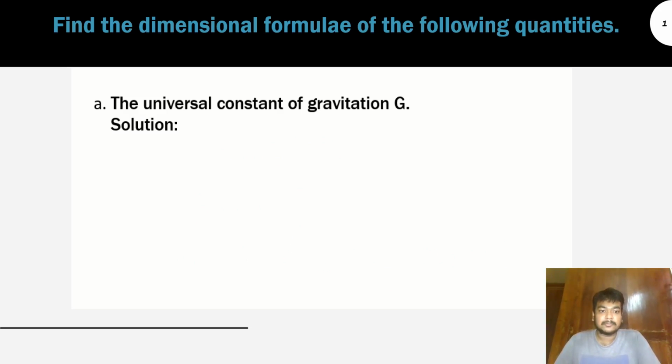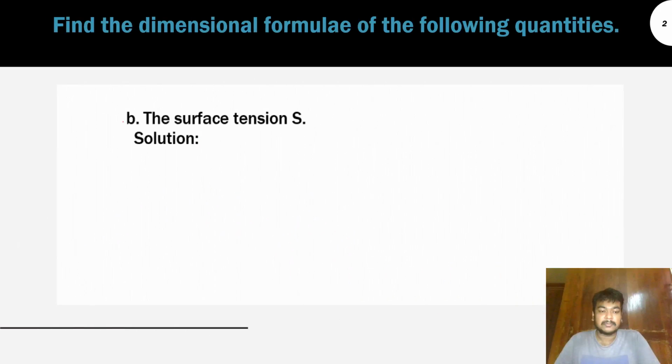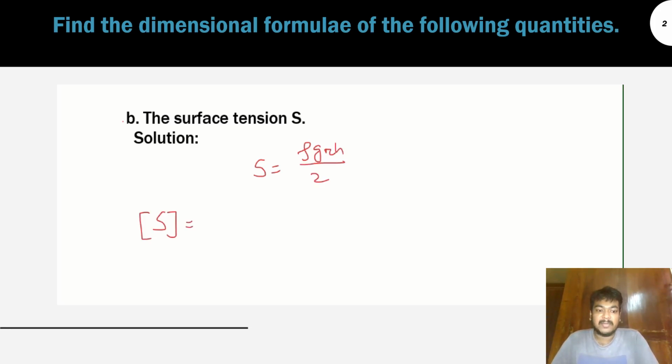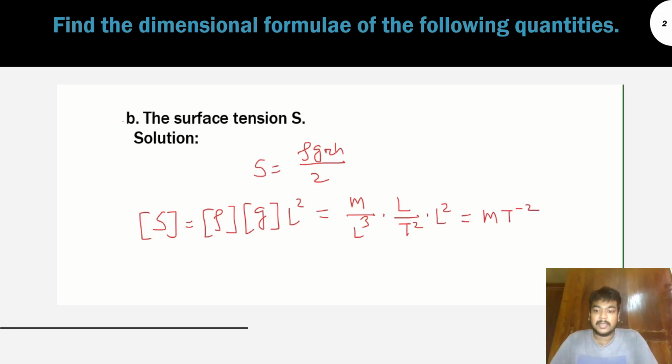Coming to the next problem. The surface tension S. Then S is equal to rho G R H divided by 2. Rho is the density. So the dimension of S will be the dimension of rho, dimension of G into L square, because R has the dimension of L and H has the dimension of L, because H is the height and R is the radius. So dimension of rho is M divided by L cube, into L divided by T square for G, and L square, that will be M T to the power minus 2. This is the dimension of surface tension.